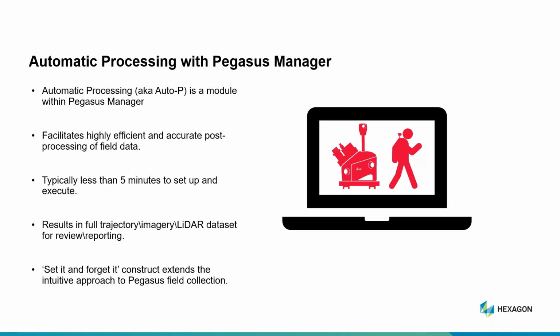There's automatic processing for all your post-processing of your raw data. We have an adjustment package. Of course, we have the mission planning package that we discussed, and we've got some other modules as well that we'll be discussing later in this series. But this is the automatic processing module, or we call it AutoP.